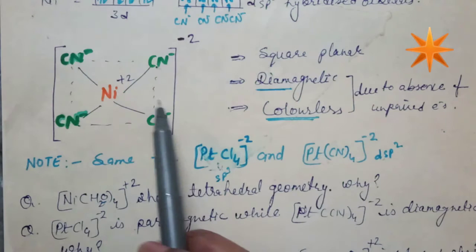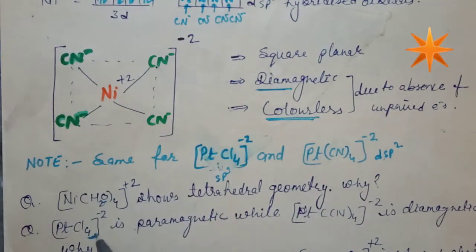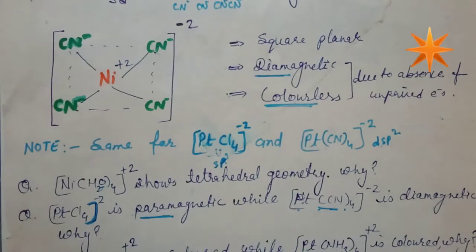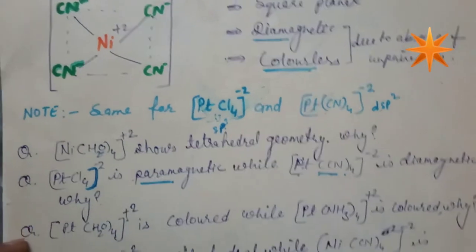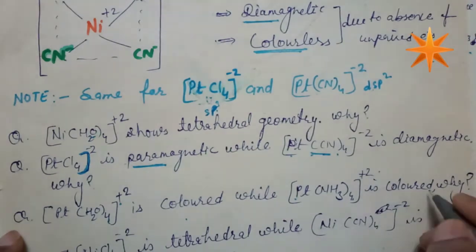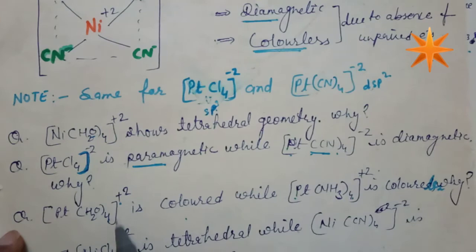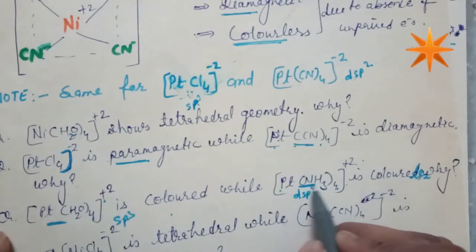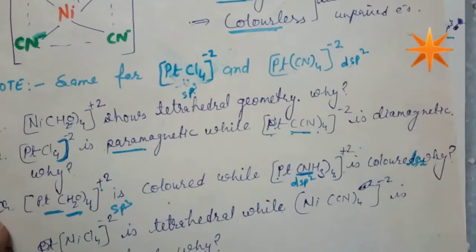Why? Same as for NiCl4 and Ni(CN)4. There will be sp3 hybridization in PtCl4 like NiCl4, and unpaired electrons will be present, so the nature will be paramagnetic. While in Pt(CN)4 there will be no unpaired electrons, so the compound will be diamagnetic. [Pt(H2O)4]2+ is colored while [Pt(NH3)4]2+ is colorless. Why? Same reason. There will be unpaired electrons due to sp3 hybridization, and no unpaired electrons because of dsp2 hybridization. This is a strong field ligand and that is a weak field ligand.